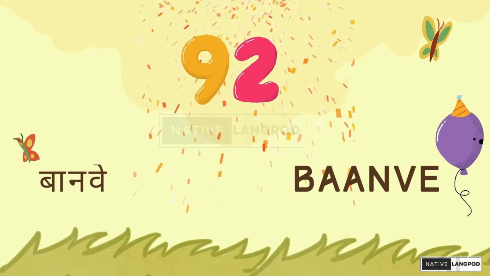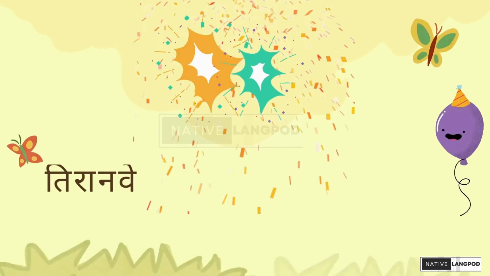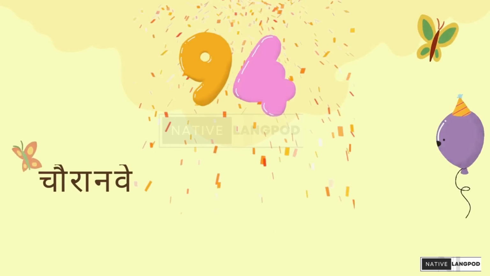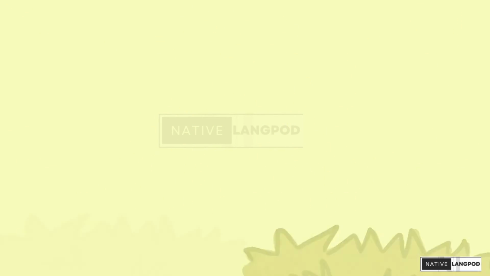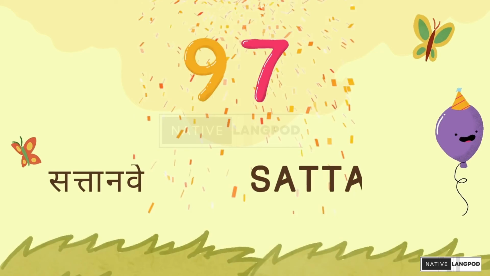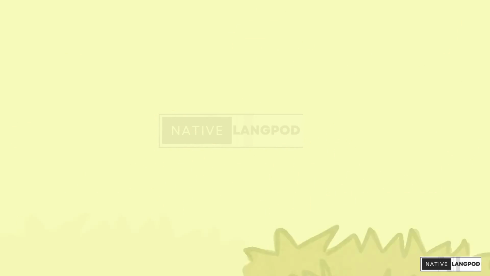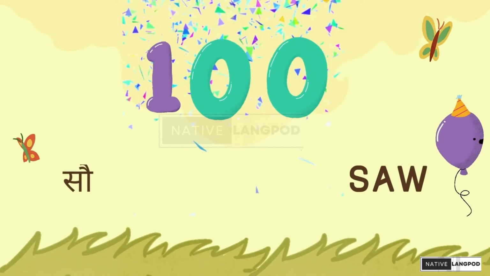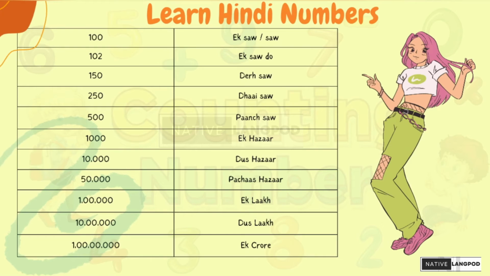92 is 92. 93 is 93. 94 is 94. 95 is 95. 96 is 96. 97 is 97. 98 is 98. 99 is 99. And 100 is 100. अब देखते हैं 100 के ऊपर हम लोग कैसे बोलते हैं.